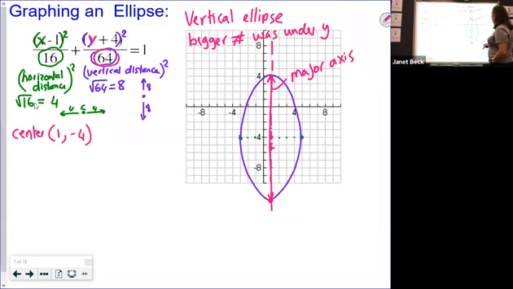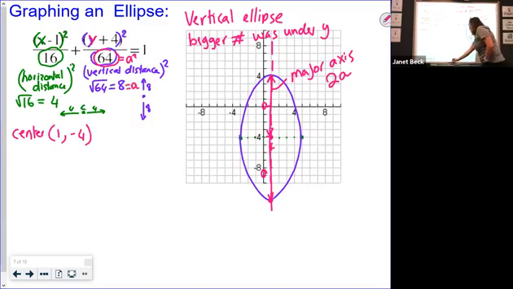And how long is that major axis going to be? Well, we're going to call that length there a. This was actually a squared. So the major axis, we went from the center up 8, from the center down 8. It's going to be 2 times that length a.